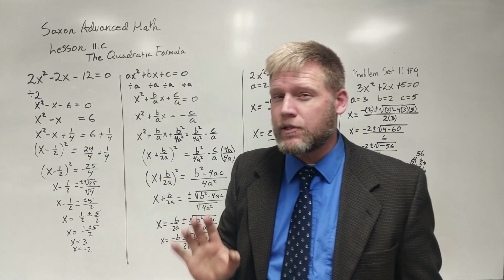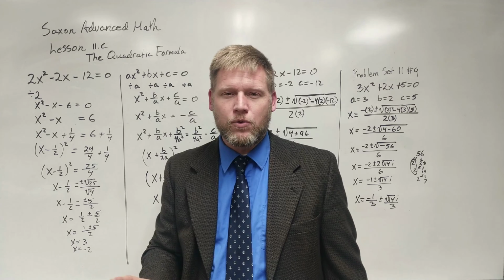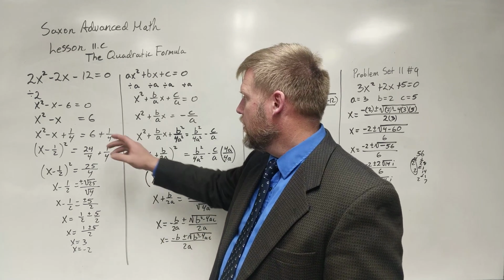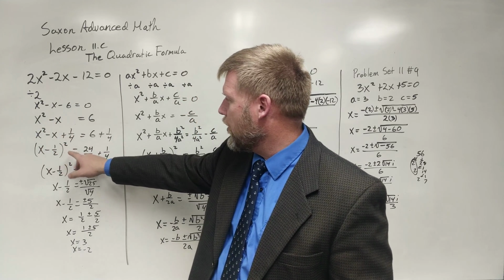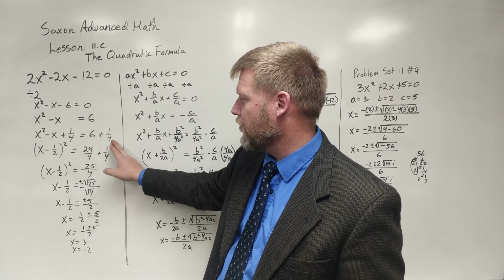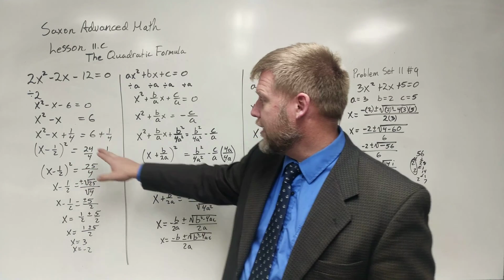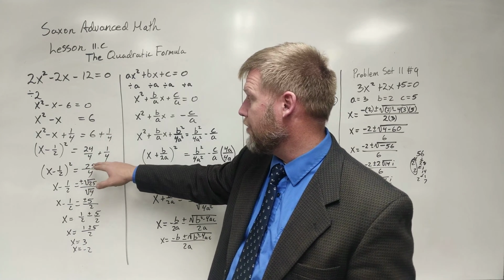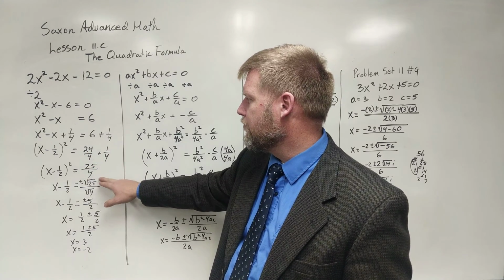I'd make every trinomial into a perfect square trinomial because it works to factor so easily. So I take 1/2 of 1 and I square it and I get 1/4. But if I add 1/4 to this side, I have to add 1/4 to this side. 6 needs a common denominator, so I multiply the top and the bottom by 4. That gives me 24, and then add it to 1, that gives me 25/4.